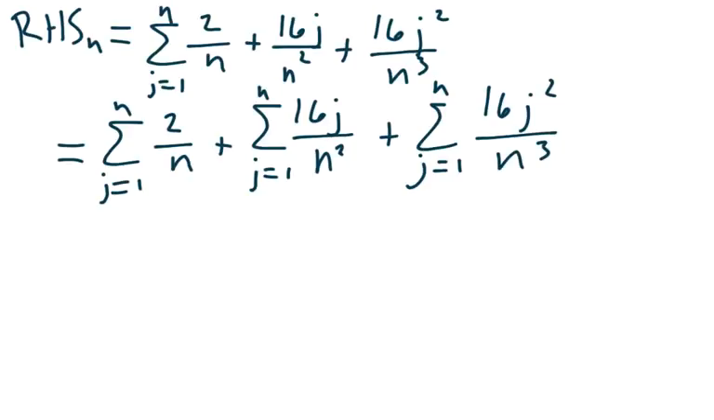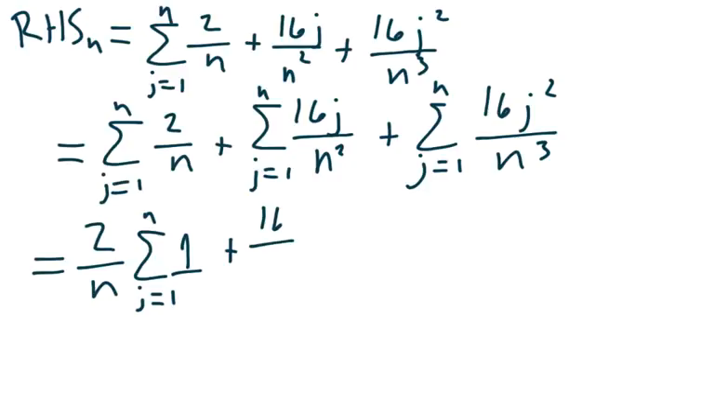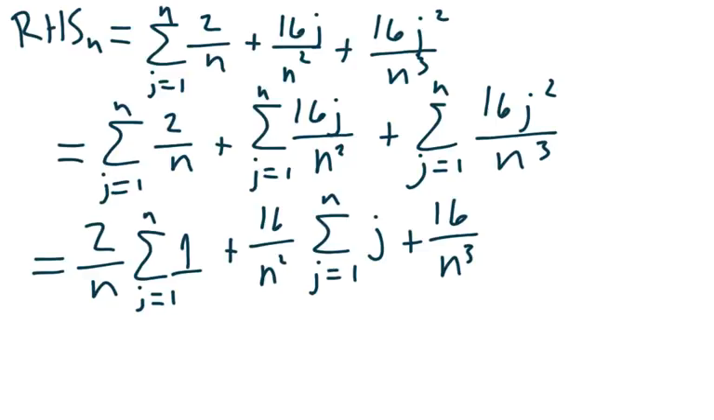Now, remember the index, here in this case it's j, that's the letter that we're using to tell what number of the term is in each sum. That j is the variable inside these sums, which means the n's are constants inside the sums, and so are the 16s and the 2. So, remembering that we can pull constants out of sums, that's the distributive property, we can rewrite this as 2 over n times the sum as j goes from 1 to n of 1 plus 16 over n squared times the sum as j goes from 1 to n of j plus 16 over n cubed times the sum as j goes from 1 to n of j squared.